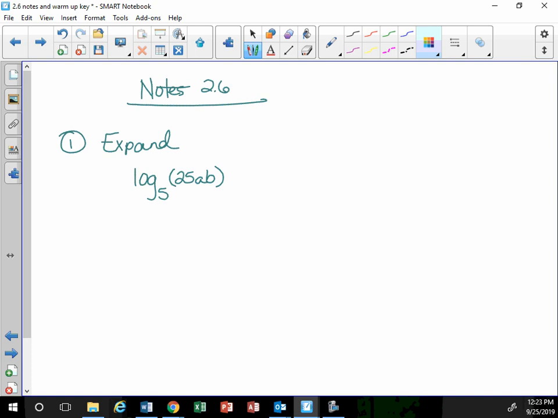Logs, remember, are related to exponentials. They're the inverse of exponentials. So all of those exponent properties are related to our log properties. So when you're multiplying, you don't have to write this down, if I have a cubed times a to the fourth, what is that? A to the seventh. Okay. So when we're multiplying with the same base, we add the exponents, right? So what we can do with logs, we'll keep the same base, so log base 5 of 25 plus log base 5 of A plus log base 5 of B. So you can expand anything that's multiplied together like that.